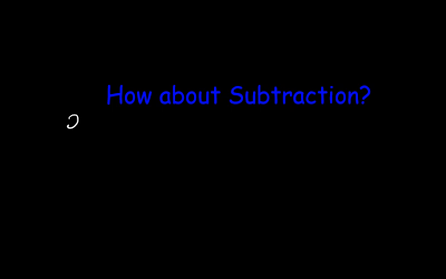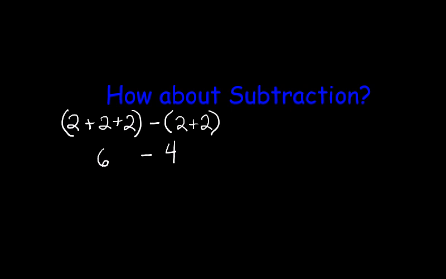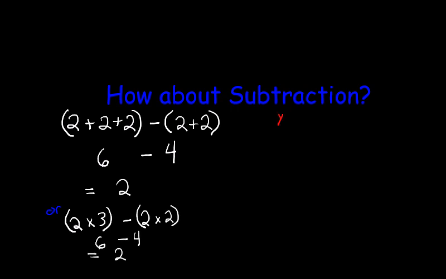So how about subtraction? With this, you have to be very nitpicky. So in the past, they gave you 2 plus 2 plus 2 in parentheses minus another 2 plus 2. Okay, let's not freak out. Let's break this down. That's a 6, and this is 4, and therefore you get 2. Or, just like in the last problem, we could say 2 times 3, minus 2 times 2. Broken down, that's still 6 minus 4, which is 2, so we get the same answer regardless.